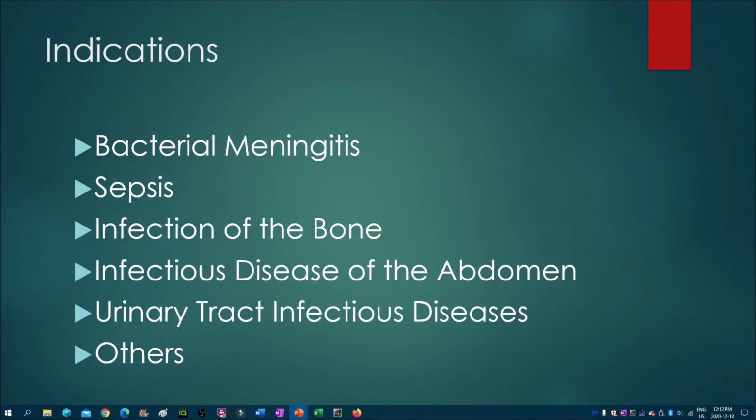In terms of indications, or reasons we would prescribe this medication to a patient, we may see it prescribed in the treatment of bacterial meningitis, as well as in sepsis. This medication can be used to treat an infection of the bone or an infectious disease of the abdomen. Urinary tract infectious diseases may be treated with Ceftriaxone, and there are also other indications.